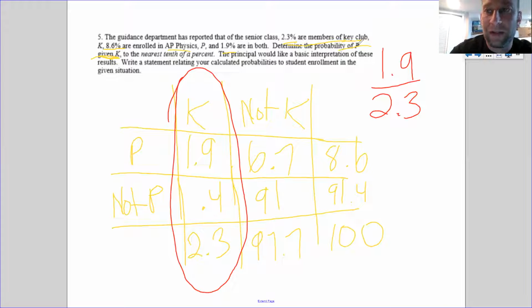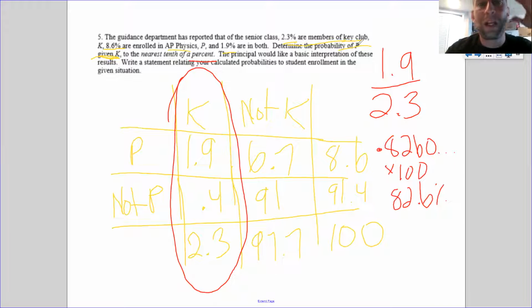So I go to my calculator and I'm going to lose this when I do that. So I'm just going to use my own calculator. I do 1.9 divided by 2.3. I get 0.8260... It wants the nearest tenth of a percent. So I multiply it by 100 and I get 82.6%.